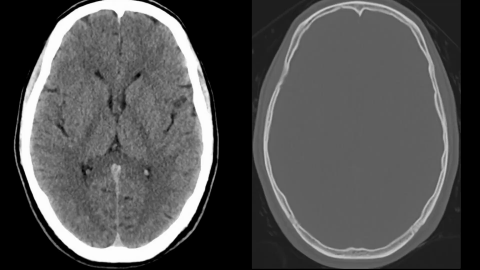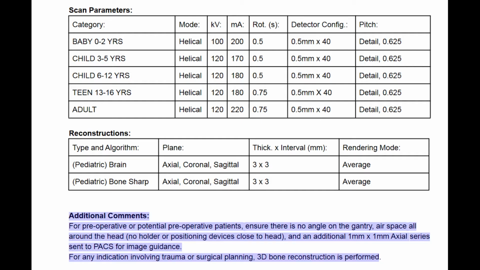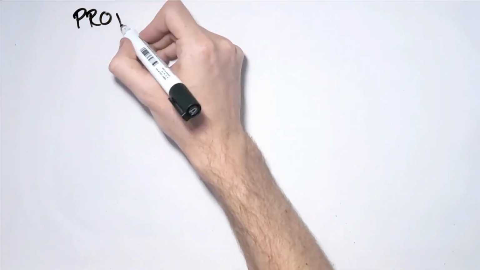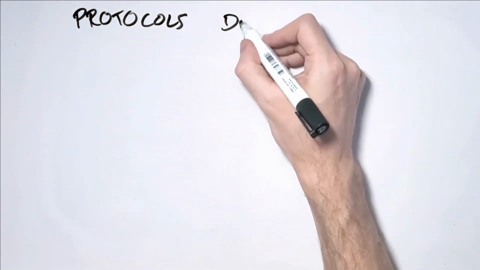So to generate this, we've put our raw data through 2 different processing algorithms and then built that image data into axial, coronal, and sagittal planes. And that image data is what we're going to send to PACS. We also have some additional comments here. So this stuff could include certain reconstructions required for certain indications. For example, if there's any trauma to the head, we always build a 3D bone rendering of the skull. So that's a broad look at a CT head protocol and what goes into a protocol.